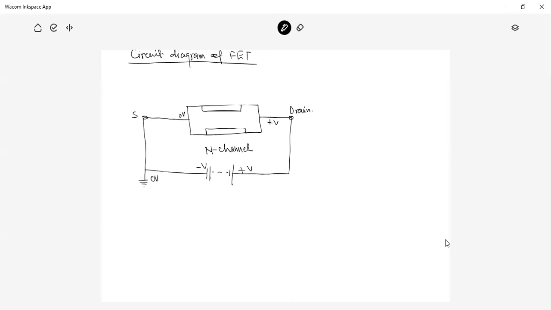Now what about the gate? This is the gate, and this is the N channel. So this gate is P plus. P plus means P-type semiconductor heavily doped. P-type heavily doped means holes are here.